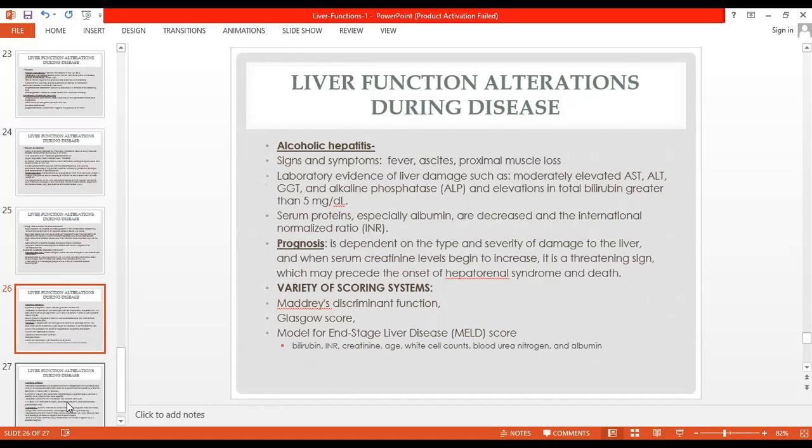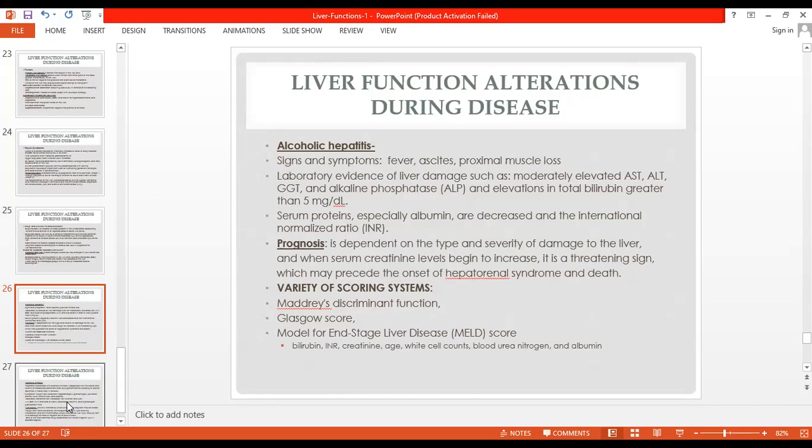The elevation in AST is more than twice the upper reference of normal, but rarely exceeds 300 IU per mL. The elevation in ALT is comparatively lower than AST, resulting in an AST-ALT ratio, the De Ritis ratio, greater than 2. Serum proteins, especially albumin, are decreased, and the international normalized ratio, the INR, which is the ratio of coagulation time in the patient compared with the normal coagulation time, is elevated.